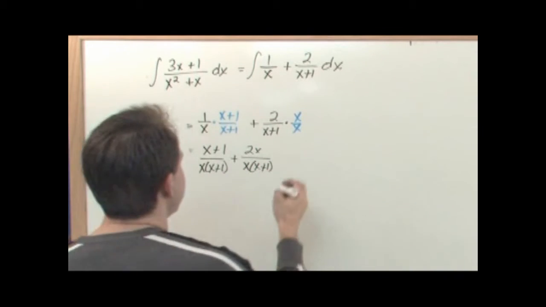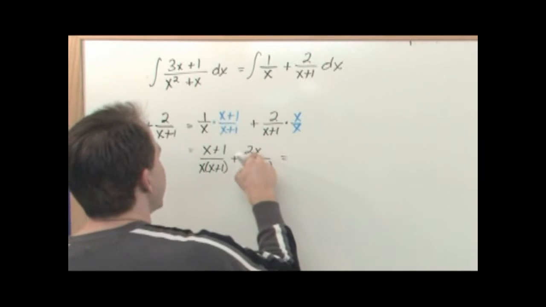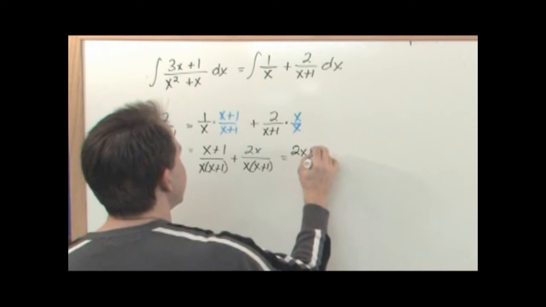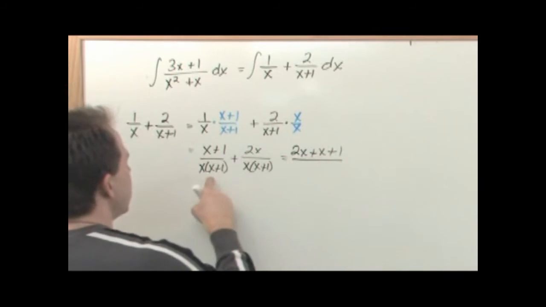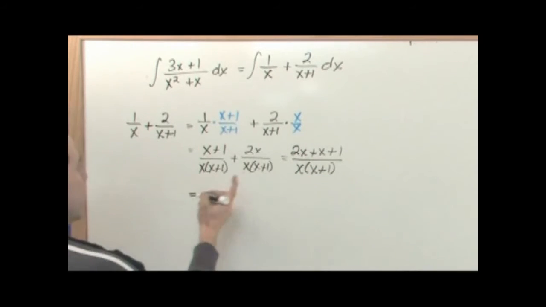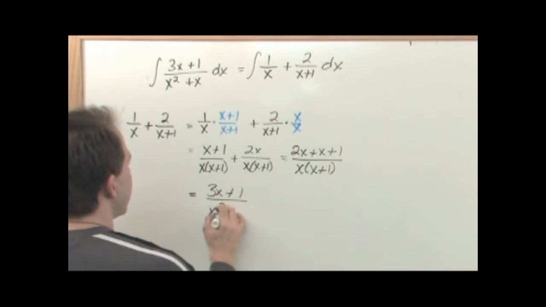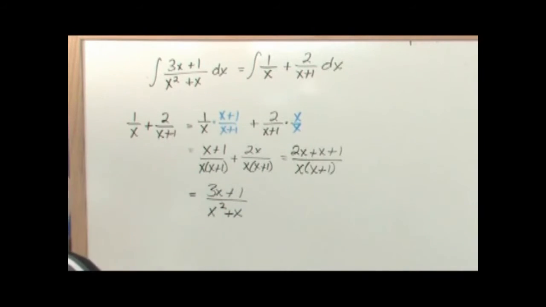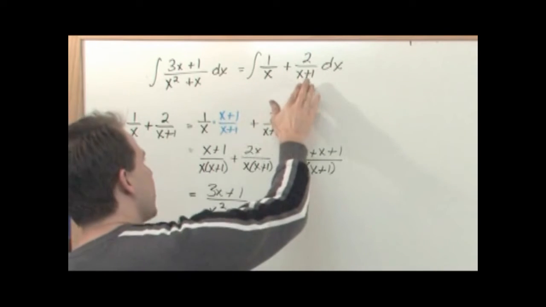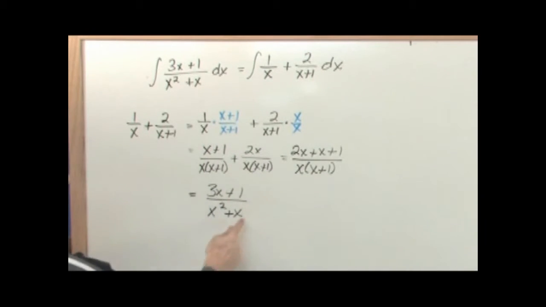And the reason I did that is because on the top, when you add these fractions, now that I have a common denominator, you'll have 2x plus x plus 1 over x times x plus 1, denominator stays the same, and on the top you'll have 3x plus 1 over x squared plus x. So I'm just showing you by reverse engineering this problem that these 2 fractions, when you add them together and you actually do the math, get a common denominator, add them together and simplify, it actually does equal this.